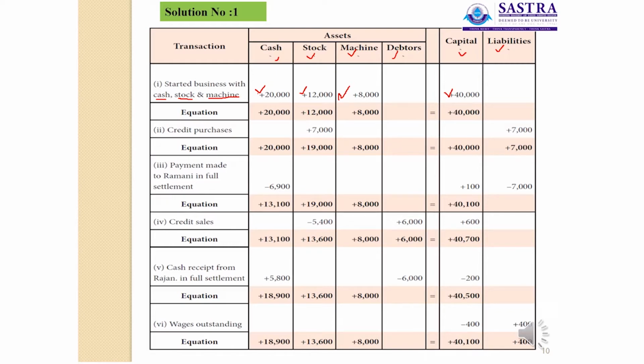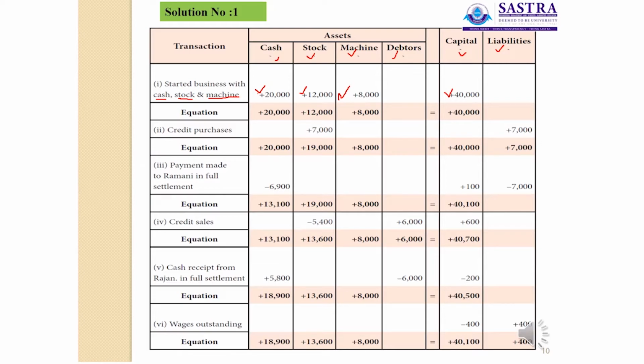Now you have to apply the accounting equation. Assets is equal to capital plus liabilities. So 20,000 plus 12,000 plus 8,000. What is the total of all these items? 40,000. So 40,000 is equal to 40,000. Here the accounting equation is proved.